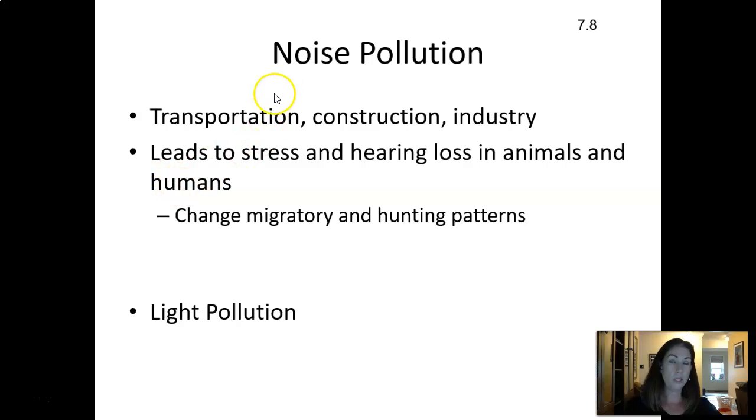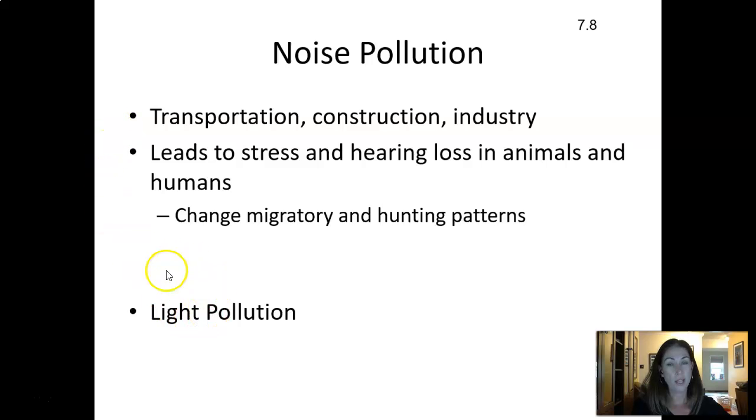One big place we see a lot of noise pollution is in the oceans, with seismic testing or with just large ships going through shipping channels. Now, what that can do is it can really change the migratory patterns of our large marine mammals, because they could hear that sound and it can very much stress them out.